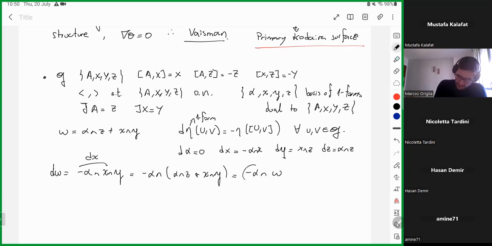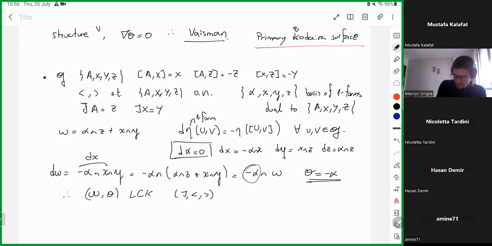So this tells us that this is the candidate for the Lee form. And actually it's right because it's closed. So the Lee form is minus alpha in this case. Okay, great. So we have an LCK structure. So omega theta is an LCK structure, sometimes we call omega theta the LCK structure, sometimes the inner product and the complex structure, so it's the same. It's an LCK structure.